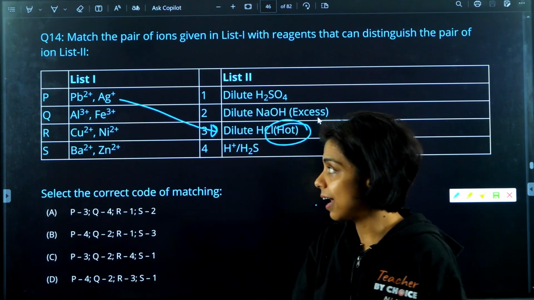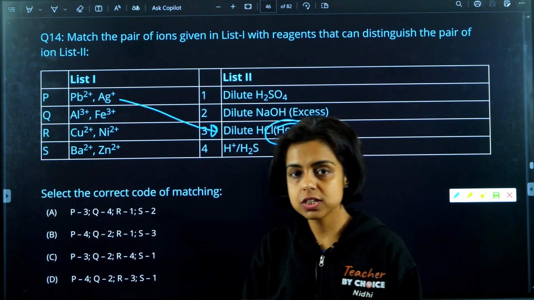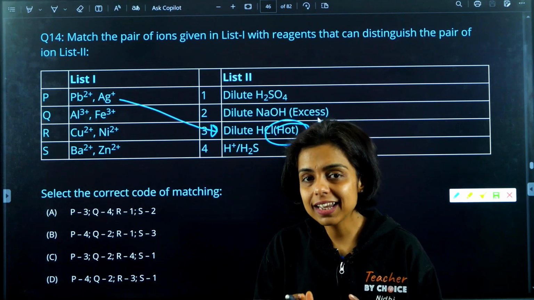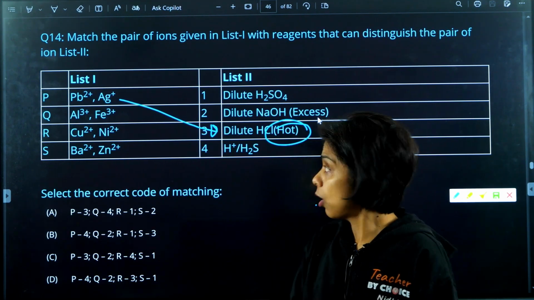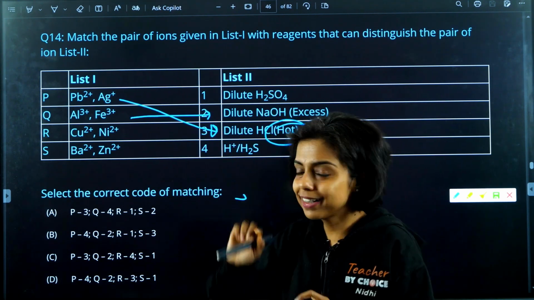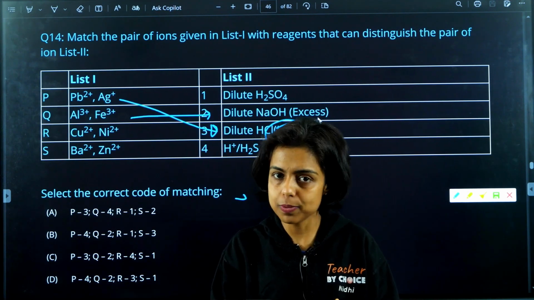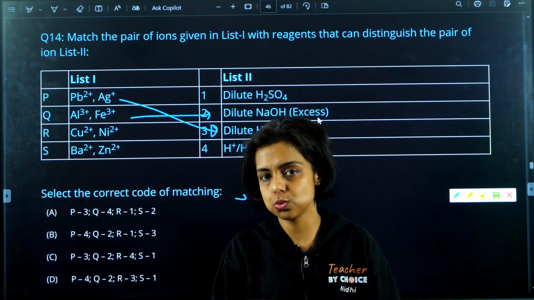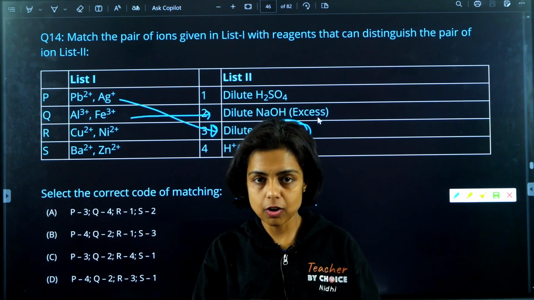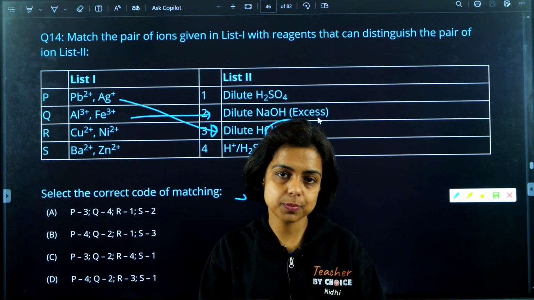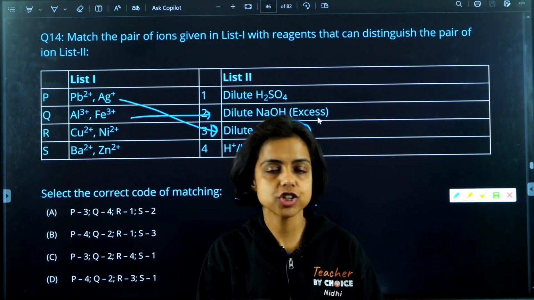Now aluminium and ferric ion, again they are kept in the same third group, and the group reagent that we use is ammonium hydroxide with ammonium chloride. So ferric hydroxide and aluminium hydroxide precipitates are formed, right? Now on adding NaOH, aluminium hydroxide is a white precipitate, ferric hydroxide is a reddish brown precipitate. By looking at the color of the precipitates, you can tell. But if you add excess NaOH, aluminium hydroxide will get dissolved, forming a complex, but the ferric hydroxide precipitate doesn't dissolve in excess NaOH. So by using dilute NaOH in excess, you can differentiate between the two ions.